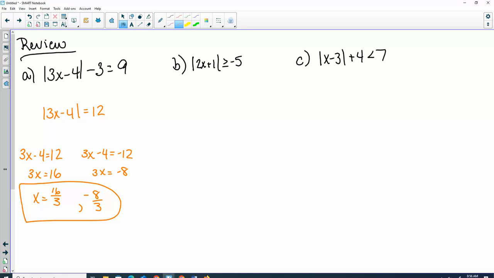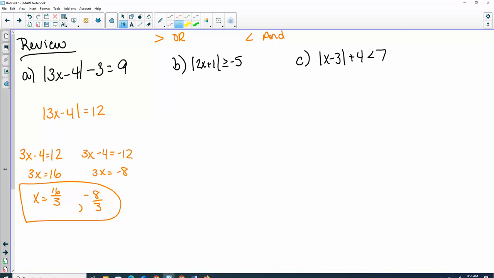All right, then we did our inequalities. First step is the same. The absolute value has to be by itself. Then we had to remember if it's greater than, that's an or. So we should get 2 different pieces at the end. Less than is an and so we would get 1 piece at the end. But what's special about B when I look at it?